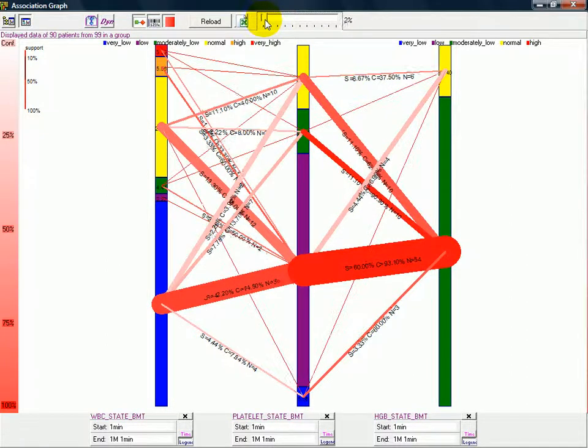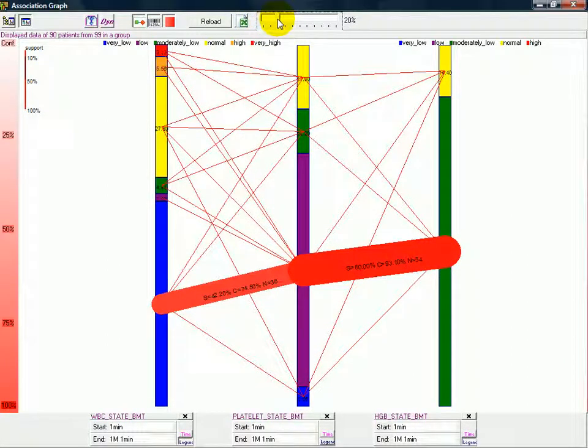To focus on the most relevant interrelationships, we can define the minimum support level. In the upper center of the screen, we can adjust the support bar to a level of 20%. This leaves only the relationships that meet this new criteria.